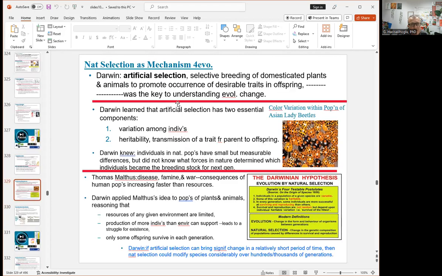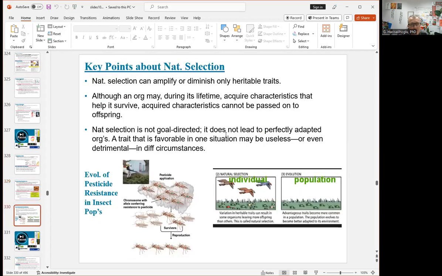So we already talked about natural selection. You can read from the book some more experimental results of Darwin's experiments on natural selection. There is also artificial selection, which is not natural, but artificial. Always remember that. Natural selection talks about individuals, evolution talks about population. Always remember that. Okay, nature can amplify or diminish only heritable traits.